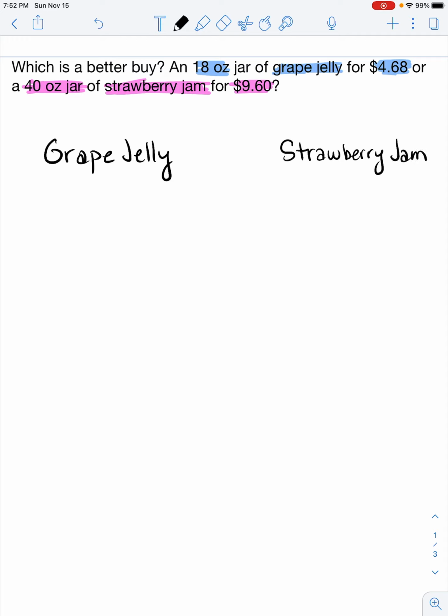Okay, so now what will we do? First, let's do a ratio table. 18 ounces. Okay, so what are we comparing? We're comparing ounces to money. Okay, and we get 18 ounces for $4.68.